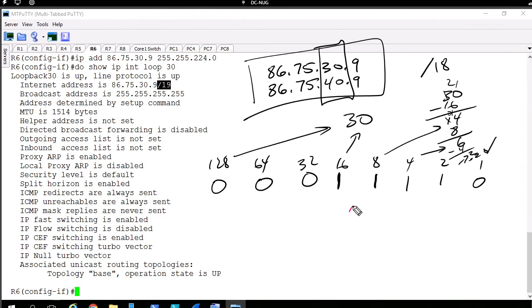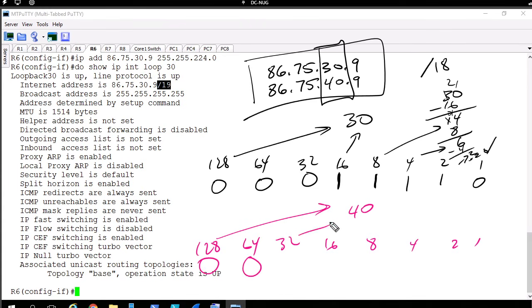Let's do the same game in a different color for 40. So for 40, we write our table. 1, 2, 4, 8, 16, 32, 64, 128. And we'll play the game, does it go in? No. No. Yes. 32 goes in. There's 8 left over. That means 16 doesn't go in. 8 does go in, and then the rest are going to be zeros. There's nothing left after we minus 8. So there's the binary value for 40.